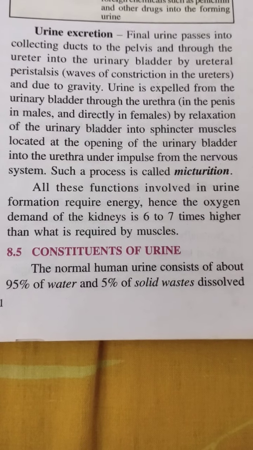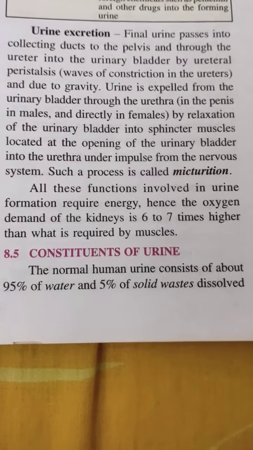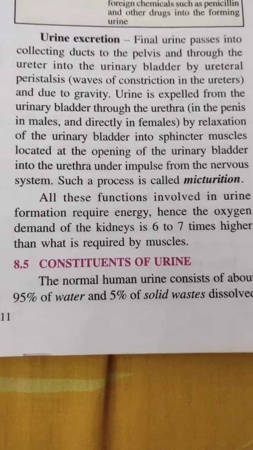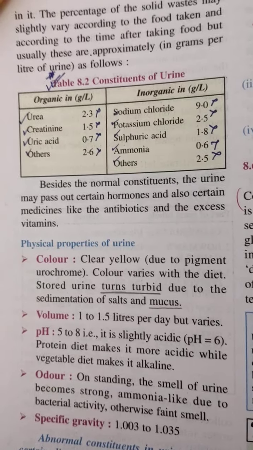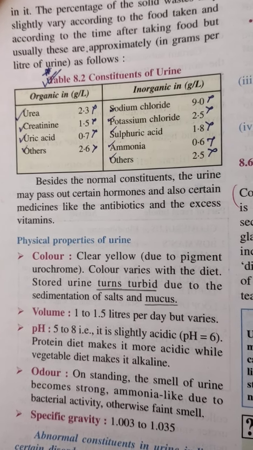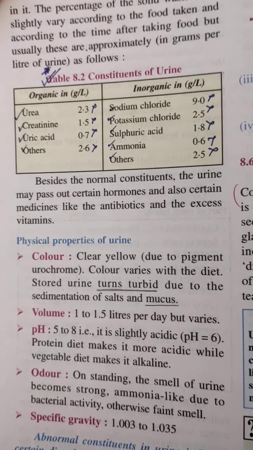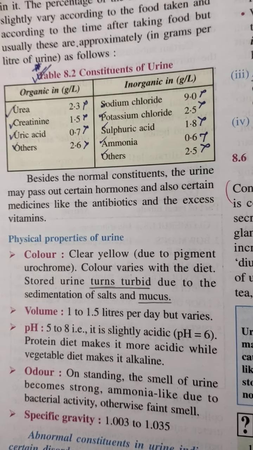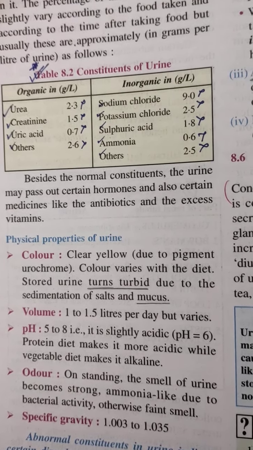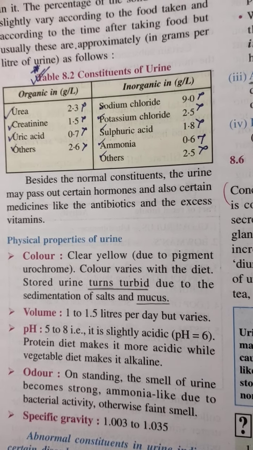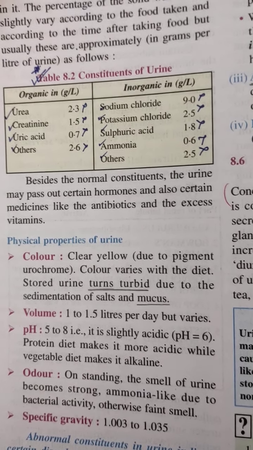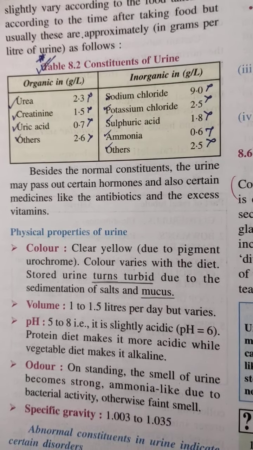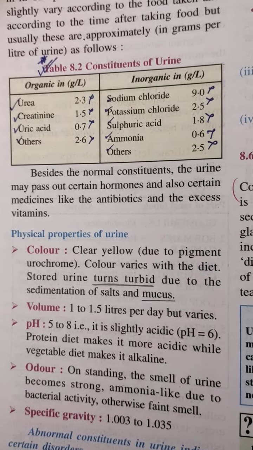Now, constituents of urine. The normal human urine consists of about 95% water, that we all know, I hope, and 5% solid wastes. Now, what are these solid wastes? Just see this chart. Here we can see what things are going out through the urine. Organic: urea, creatinine, uric acid, and some other things. And inorganic: sodium chloride, potassium chloride, sulfuric acid, ammonia, and some other things. So definitely this chart is also very important to get a rough idea of the constituents of urine.